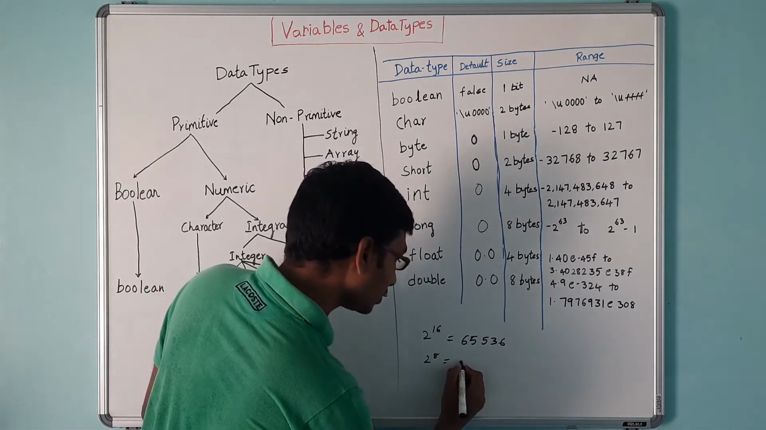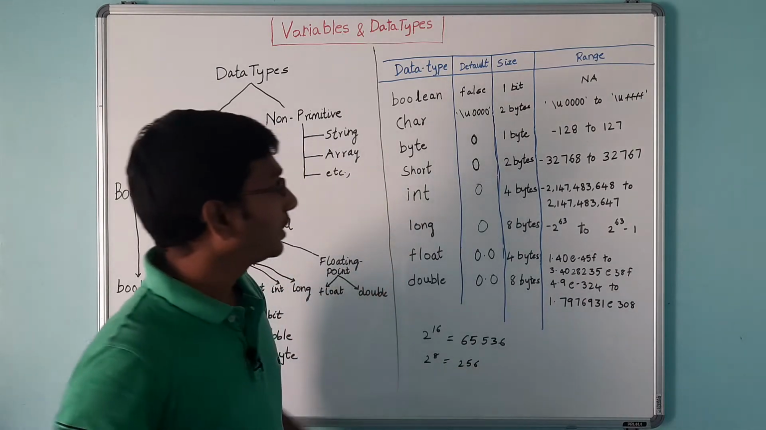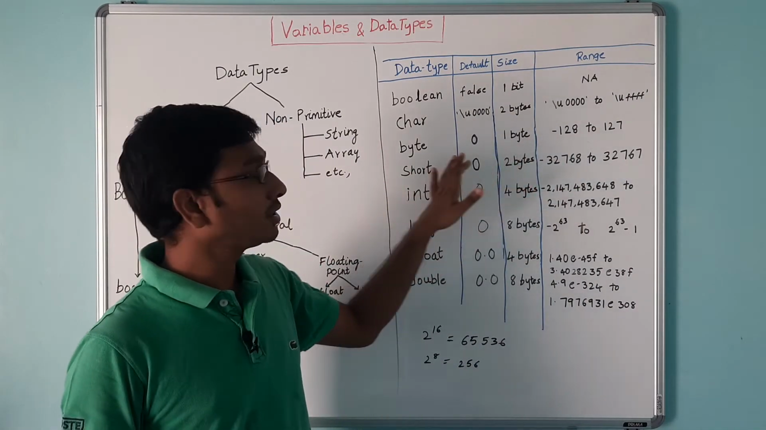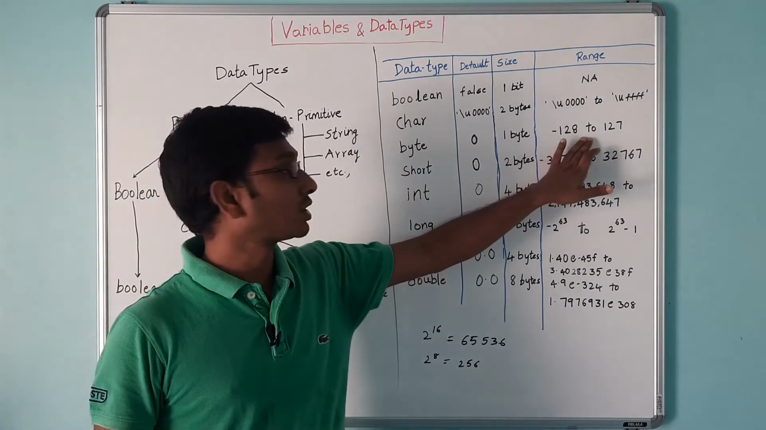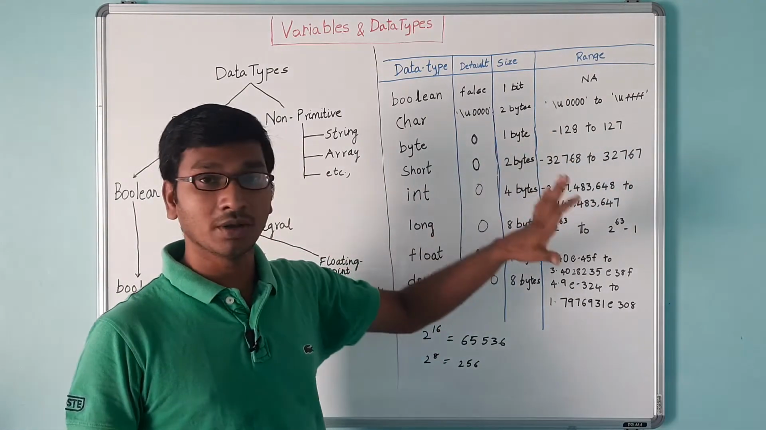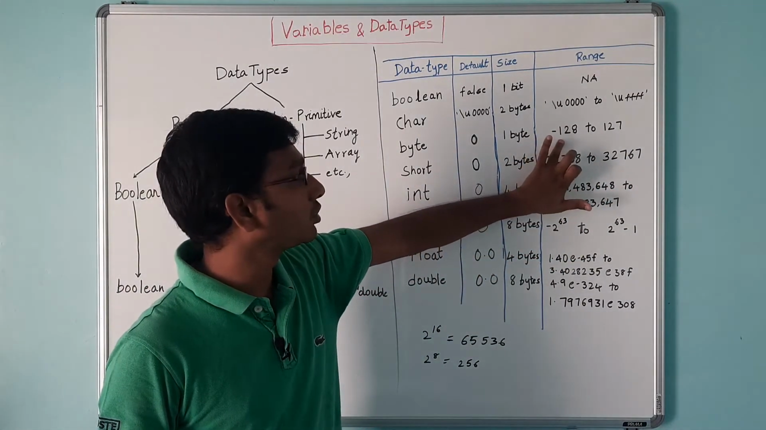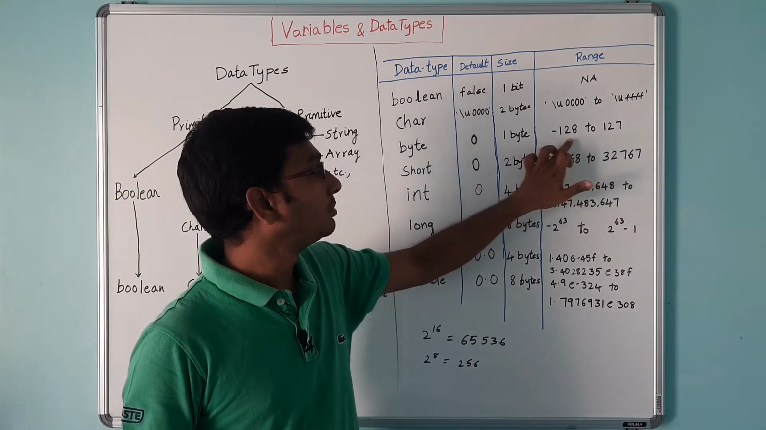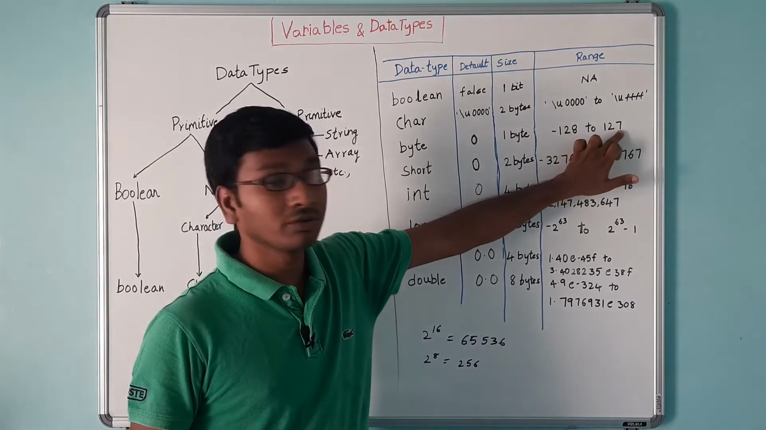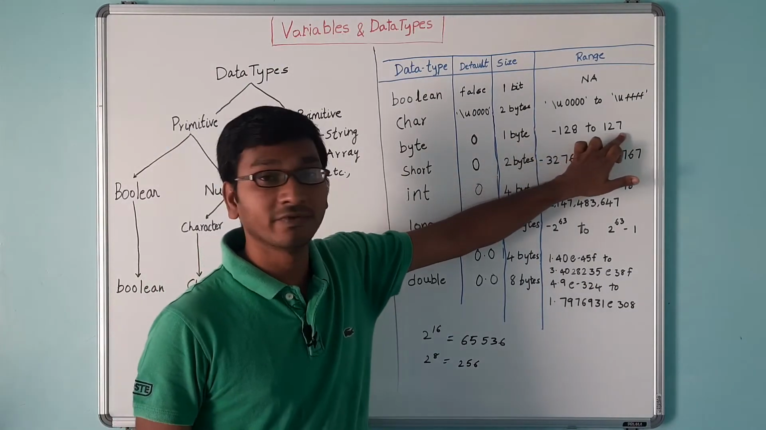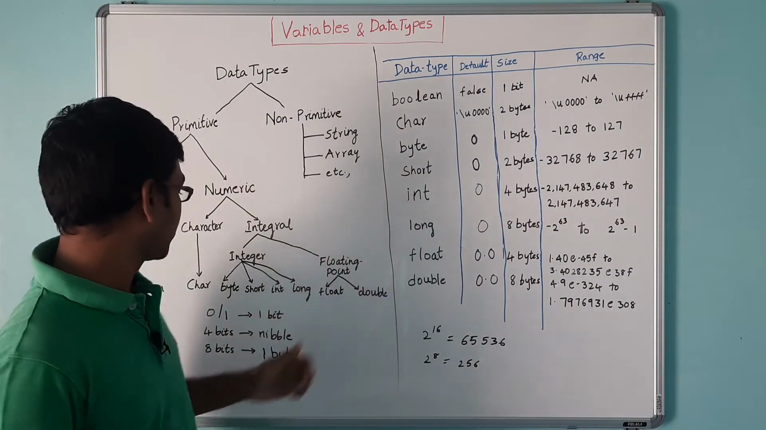2 power 8 is 256, and we can represent negative numbers as well. So this represents integers, negative numbers as well. It starts with -128 to 127. In between we have 0, right? And it ends with 127. This represents 256 numbers.